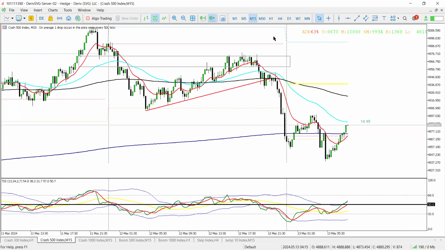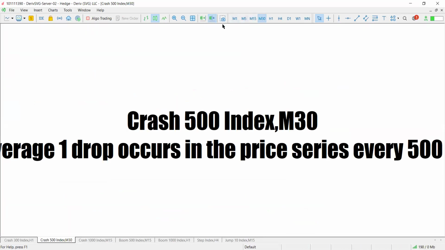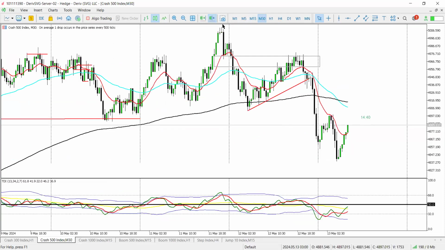We're going to jump to C500. You can see the nice setup I had yesterday. Let me explain this a little bit before we go into today's session. Yesterday it wasn't really a trading day for me, so I didn't really look at many things.